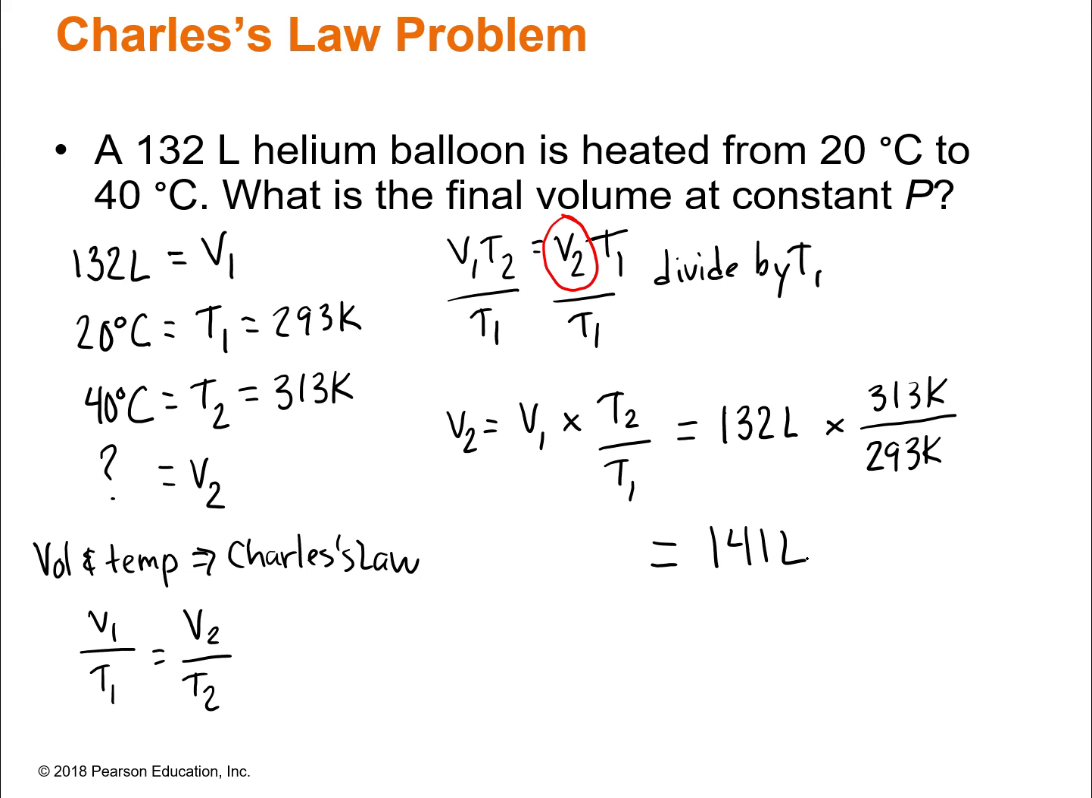That's what I get too, 141 liters. Let's make sure that makes sense. Charles's law says that there's a direct relationship between volume and temperature. We're going from 20 degrees Celsius to 40 degrees Celsius, so we're increasing our temperature. The relationship says that we should see an increase in volume. And when we look at the math, that's what we see.